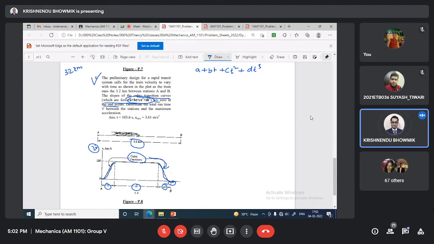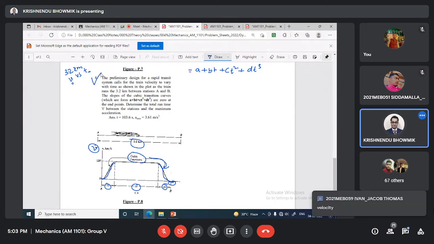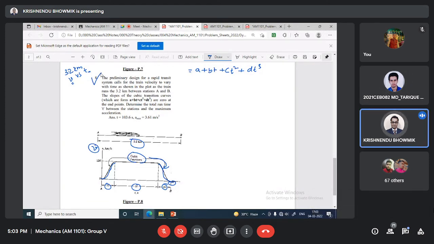What do you understand? The slope of the cubic transition curve, which are in the form of this. Then this is representing the slope of the curve, like here it is the v versus t curve, velocity versus time. It is the slope of the curve, or that is velocity, or slope of the velocity? Tell me that one. Slope of the velocity. Try to understand. The slope of the velocity, the slope of the cubic transition curves are 0 at both ends.